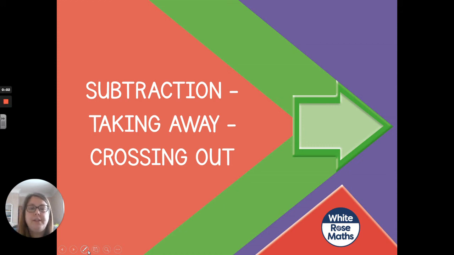Everybody, this week we're going to start looking at subtraction and thinking about taking away, and today's strategy is going to be about crossing out. There are lots of different strategies that we will use and go through this week, and it's finding the right one that's best for you, like we do in addition. So we'll first of all start looking at crossing out, and then we'll move through the others.